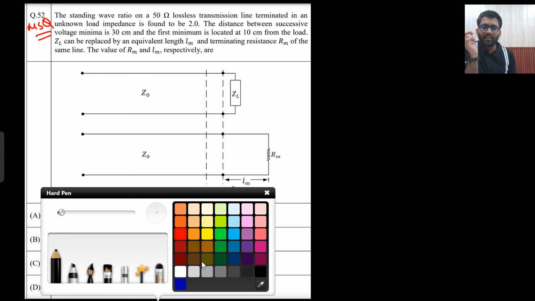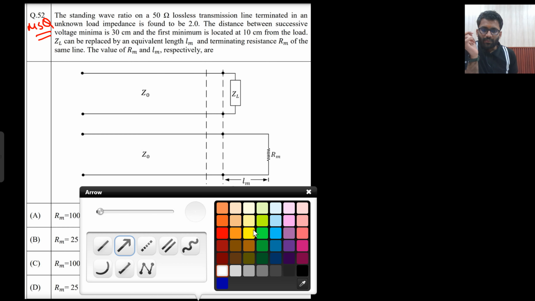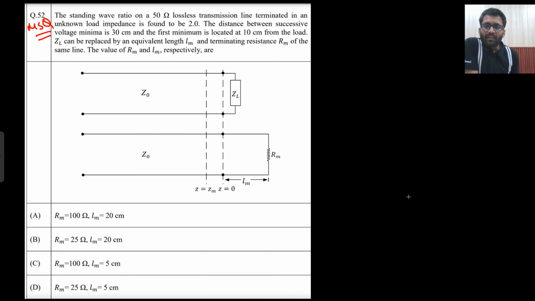So what they are saying is that a standing wave ratio on a 50 ohm lossless transmission line terminated with an unknown load ZL is found to be 2.